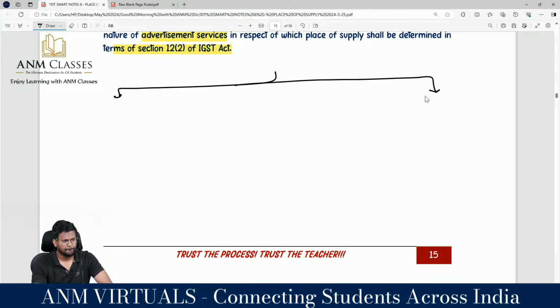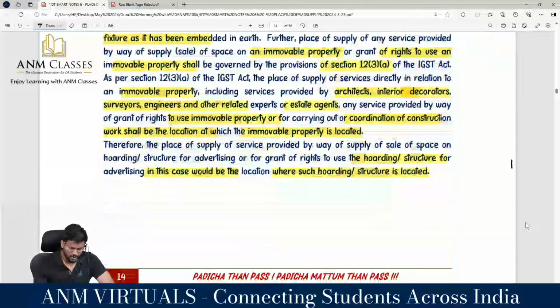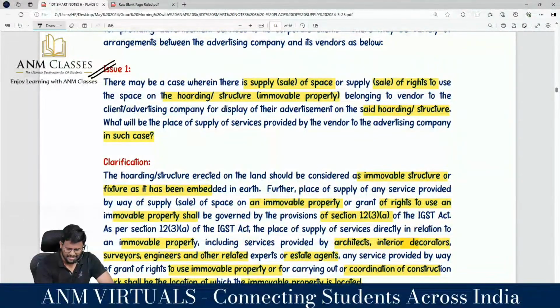யாருக்கு தரா? Vendor வந்து advertisement company க்கு தராங்க, that is the second one. First one யாருக்கு தரா? First clarification, first one, billboards, sir, there may be cases where supply or sale of space, or sale of right to use the space on the hoarding or structure belonging to the vendor, to the client or in a company for display of their advertisement on the said hoarding or structure.